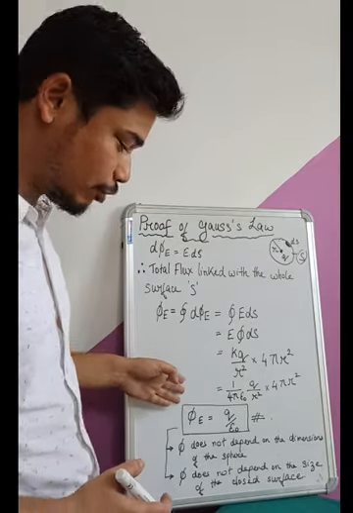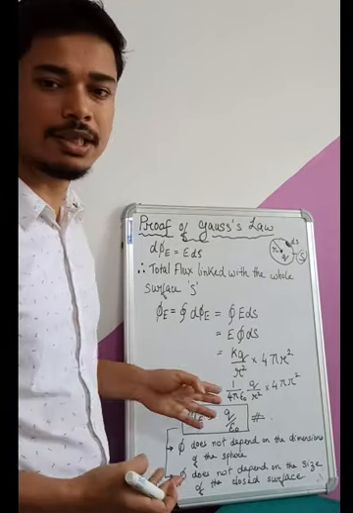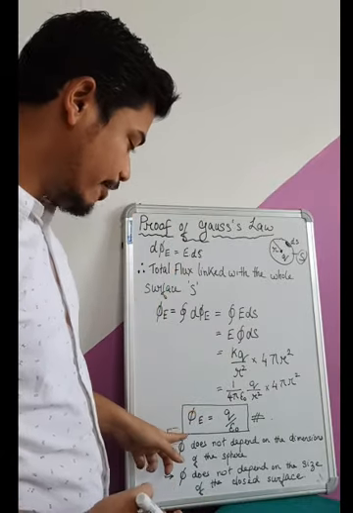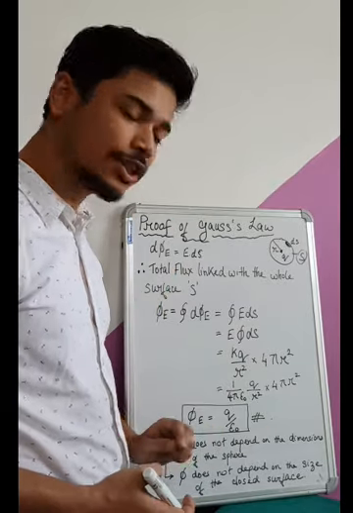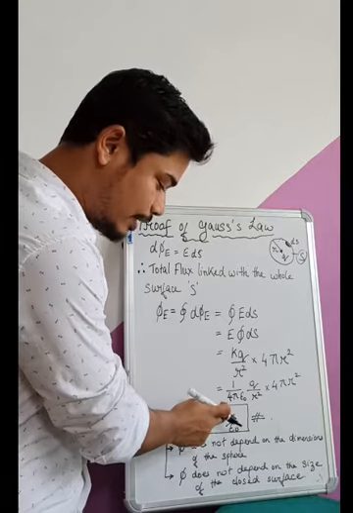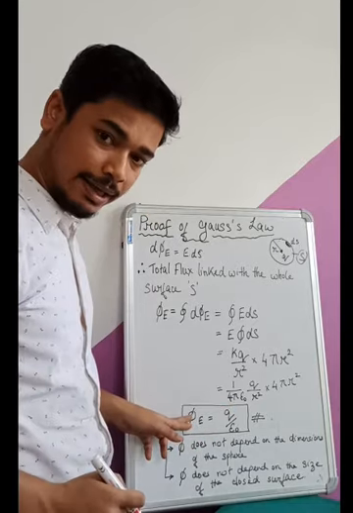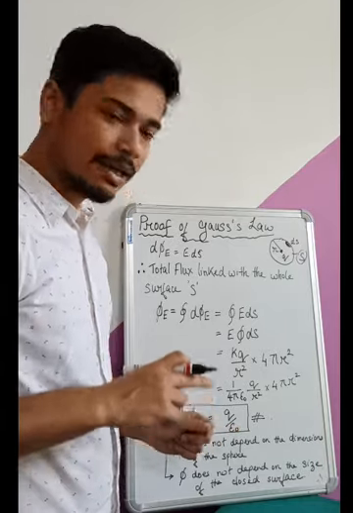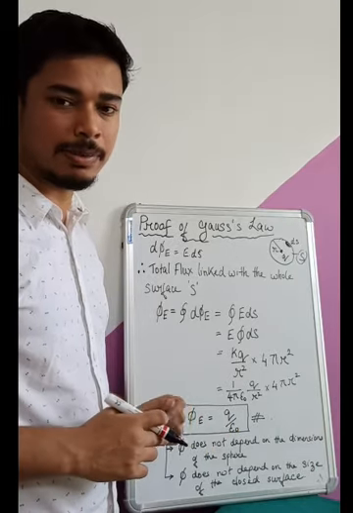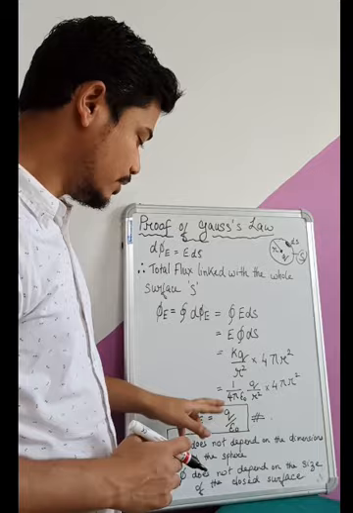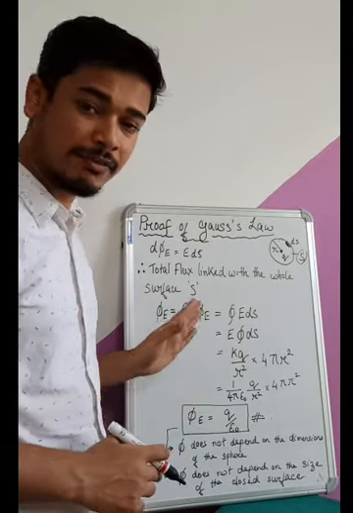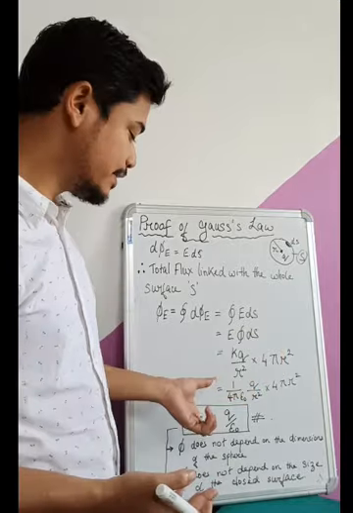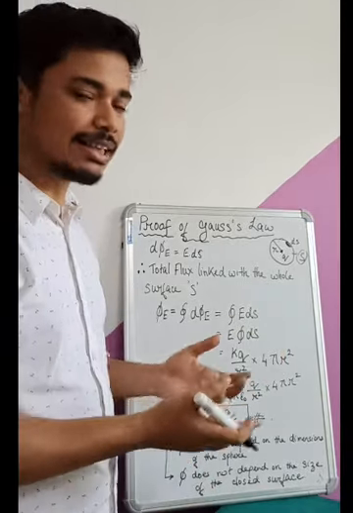Now from this formula for the electric flux, we can observe 2 points. First, phi does not depend on the dimensions of the sphere. In this formula the value of phi e, the electric flux, depends only upon the charge q and the absolute permittivity of free space epsilon naught. So the value of electric flux does not depend on the dimensions of the sphere, and this formula can be used for any surface.